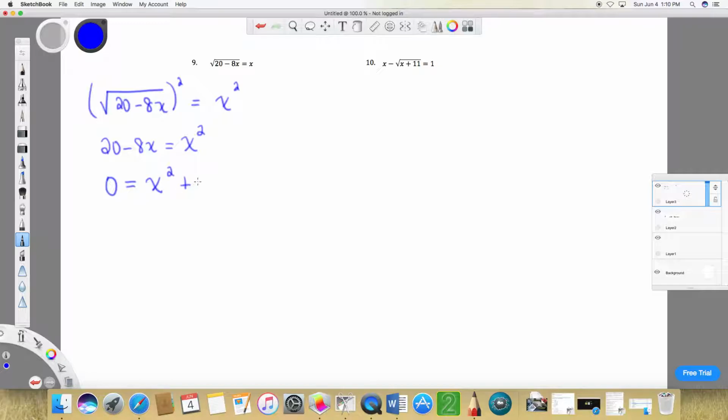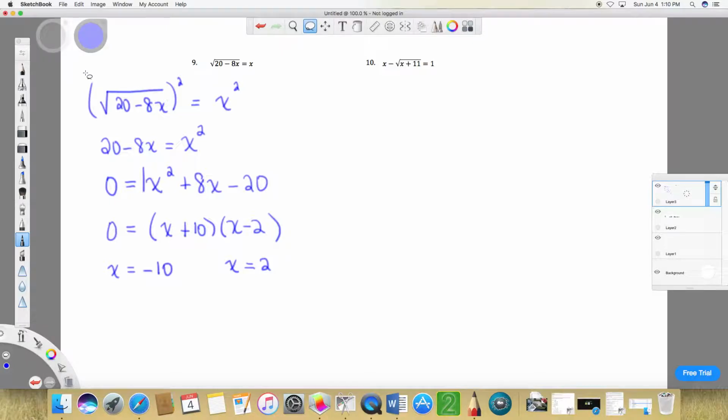Let's get this in standard form by adding 8x to each side and subtracting 20. And now, since this leading coefficient is 1, if we can't factor this, we can always do the quadratic formula, and we can always complete the square. But I believe that this factors to x plus 10 times x minus 2, because 10 times negative 2 is negative 20, but when you add 10 and negative 2, you get positive 8. That gives us two possible solutions of negative 10 and positive 2, but we need to check those before we claim that they're in the solution set.